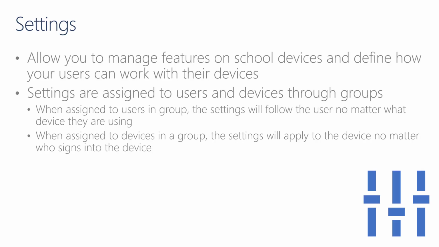Intune for Education includes settings and features you can enable or disable on different devices within your organization. Just like everything else in Intune, settings are assigned to users and devices through groups. A setting assigned to a user group will follow the user and be applied to whatever device the user signs into. A setting assigned to a device group will only be applied to devices in that group.